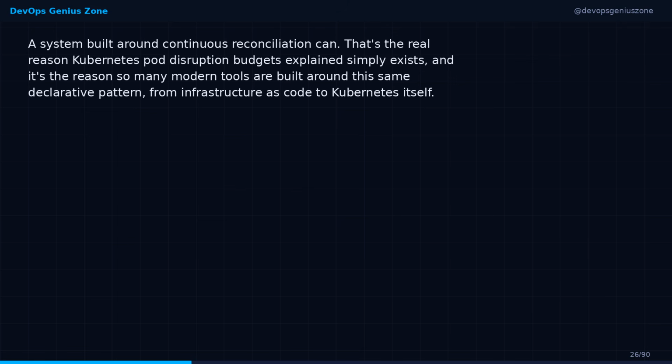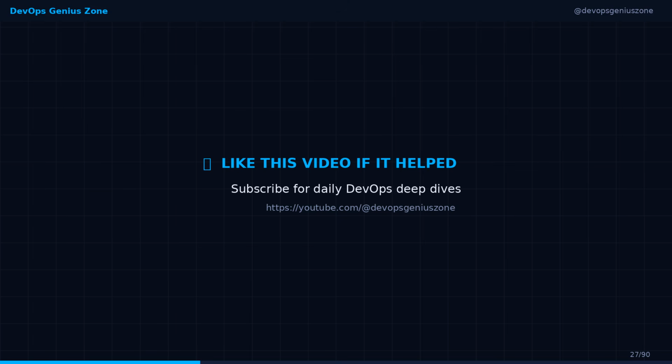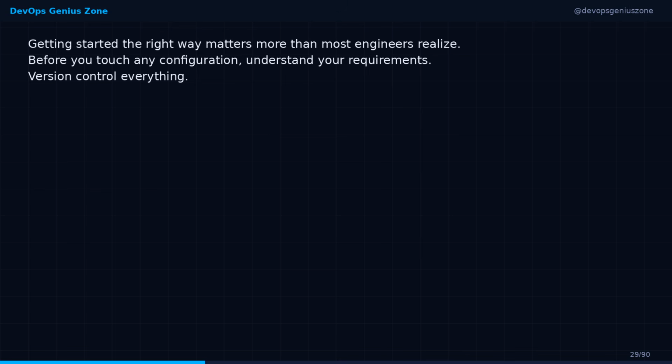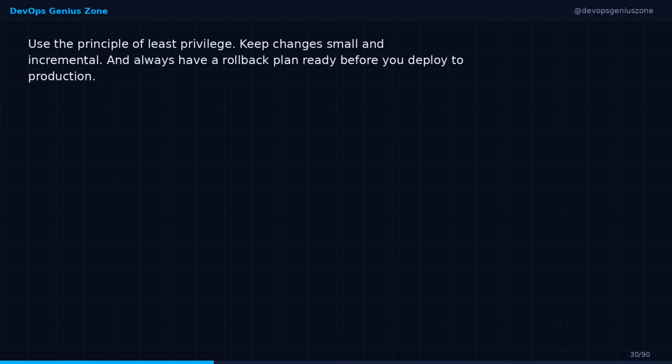Getting started the right way matters more than most engineers realize. Before you touch any configuration, understand your requirements. Version control everything. Use the principle of least privilege. Keep changes small and incremental. And always have a rollback plan ready before you deploy to production. I've seen so many engineers skip these steps with Kubernetes Pod Disruption Budgets Explained simply and later regret it when they can't recover from a failed deployment. Your future self will thank you. I always tell my mentees, if you can't draw the architecture on a whiteboard, you're not ready to implement it.